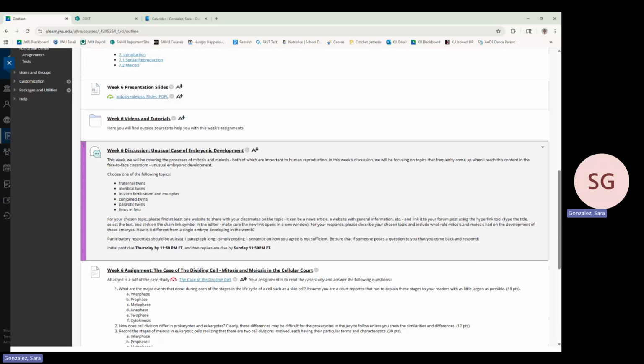And you are going to select the text, click on the chain link symbol in the editor, and make sure it opens in a new window here. And for your response, you're just going to talk about your topic. You know, what role do mitosis and meiosis have in the development of the embryos? How is it different from a single embryo developing in the womb?